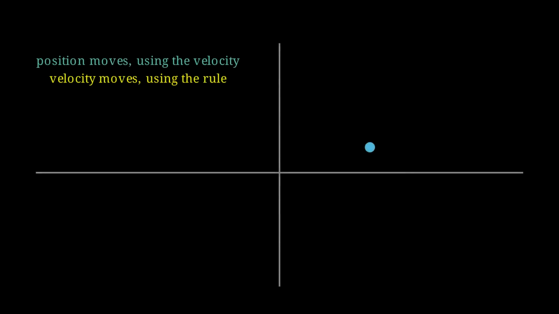Which brings us to the payoff. Every solver we are about to meet speaks a single language. Hand me your state, it says, and I will ask the rules for every rate at once and nudge every number at once. Watch one nudge of the spring. The position moves a little, using the velocity. The velocity moves a little, using the rule. One step, both numbers together, and the point glides along the arrow.